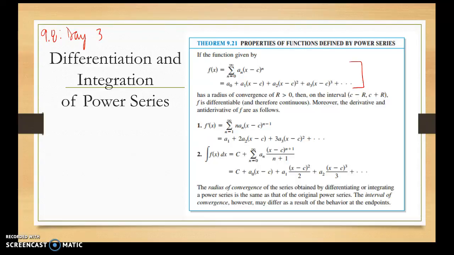Okay, f is differentiable and therefore continuous. So if the function is differentiable, we can find its derivative and antiderivative. So the derivative is defined as, let's look at the power series. Applying just the simple power rule, the exponent comes out front, so exponent times coefficient, and then I subtract 1 from the original exponent.